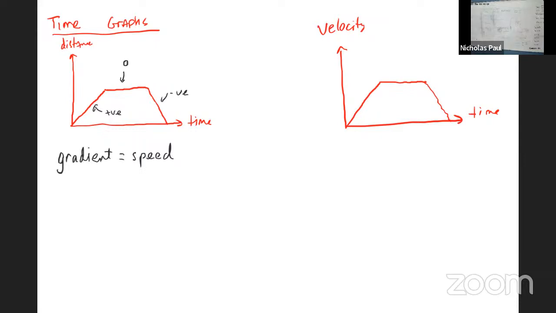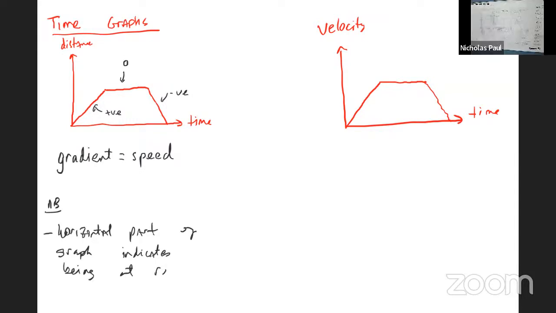Anybody can tell me what is happening on the horizontal part? So the horizontal part of the graph, what is happening there? If the speed is 0, it means that you are what? You're not moving. It means that you are at rest. So the horizontal part of the graph indicates being at rest or stationary. That horizontal part represents a person at rest.